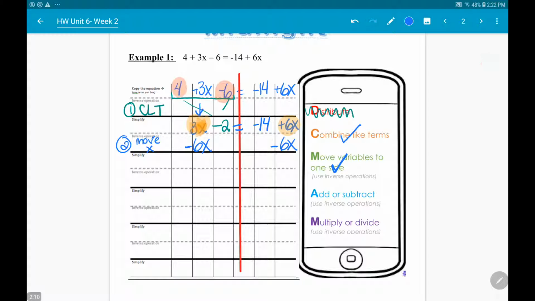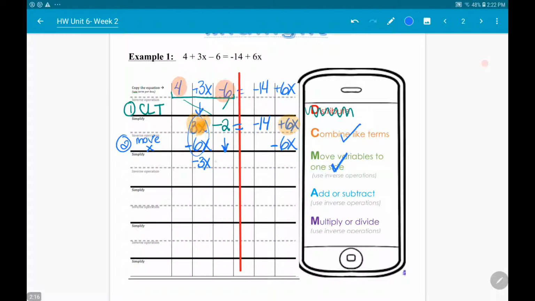Alright, let's simplify. So 3x take away 6x is -3x. Bring down my -2, bring down my equals, bring down my -14, and what happens when they're the same number and opposites? They cancel. Alright, what's our next step?